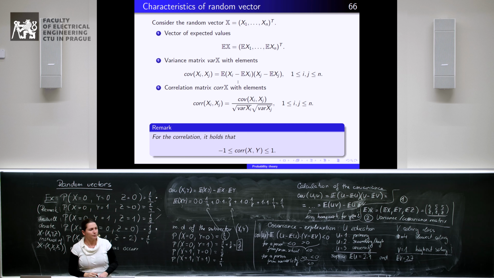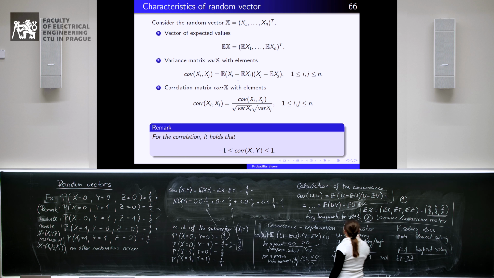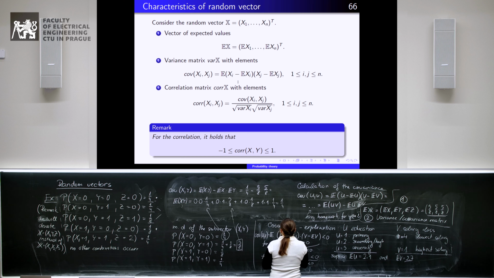And it means that we can calculate the covariance of X and Y. It is 1/4 minus the expected value of X, 3/8, times the expected value of Y, which is 5/8. So it is 1/4, or I will write, okay.